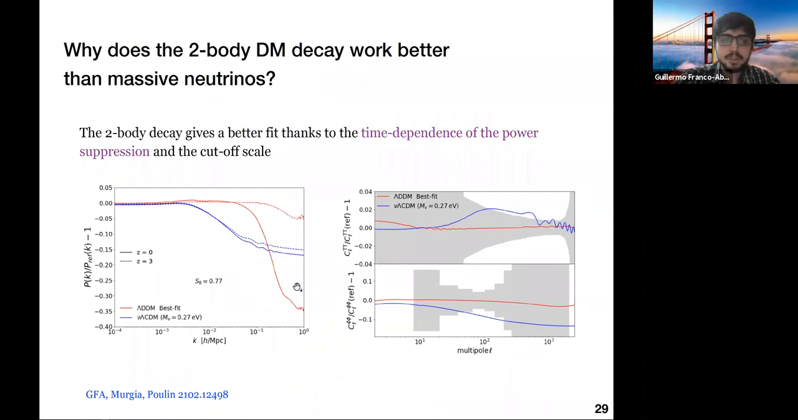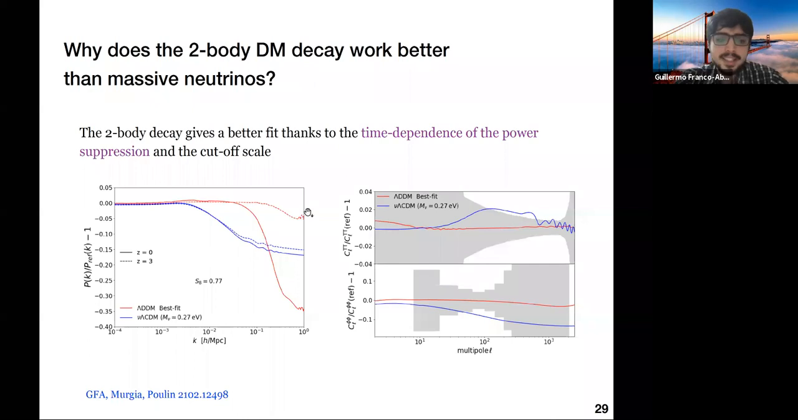So here on the left, I'm showing the residuals in the matter power spectrum with respect to lambda CDM for two different models. In red, I'm showing the residuals for our best fit decaying model. And in blue, I'm showing the residuals for lambda CDM, but having a very high mass of neutrino masses, so having 0.27 eV. This value is just chosen because it gives the same suppression as the decaying model. And we are also showing this for two different redshifts.